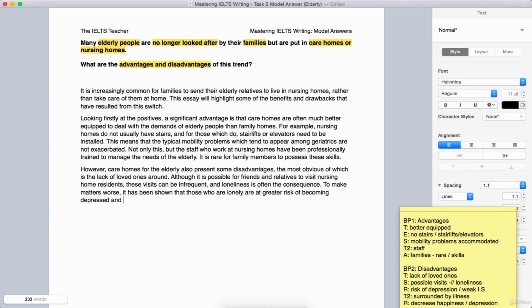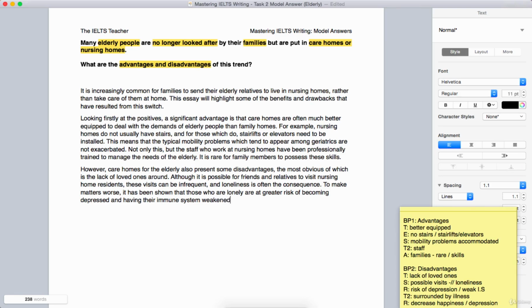And now I can't really say weakening, because if we say they are at greater risk of weakening their immune system, it almost sounds like it's them doing it intentionally. So we don't really want to use weakening here, but we'll try to make it passive in a way. So having, they're at greater risk of having their immune system weakened. So we'll turn it into that passive voice there.